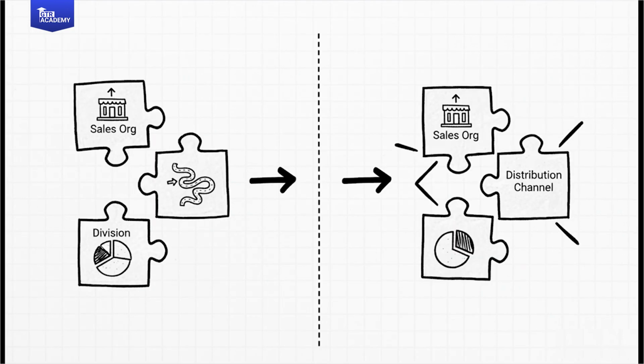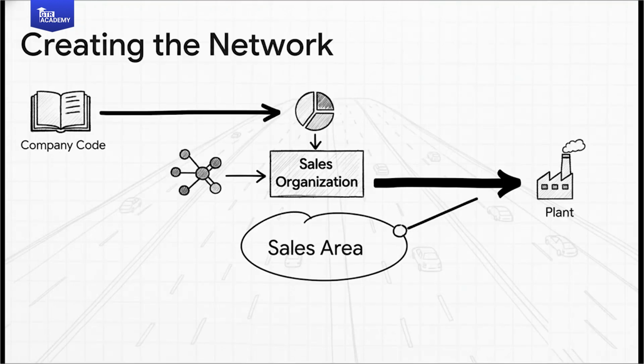Okay, so we've defined all these individual pieces, but right now they're just like a pile of Legos sitting on the floor. They're just ideas floating around in the system. The real power, the magic, happens when we start clicking them together, connecting them to build a network that actually looks like our real-world business. And this is literally how we snap those Legos together.